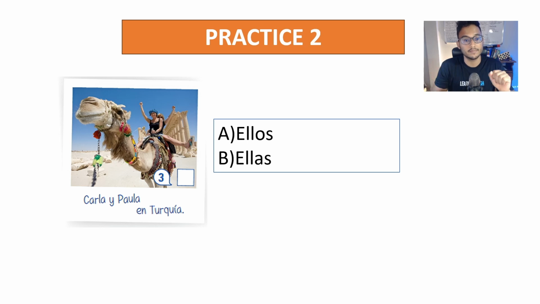Practice number two. Two girls, Carla y Paula en Turquía. Which will be correct, A, ellos, or B, ellas? What do you think? Try to answer on your own first. Okay, the answer is ellas. Why? Because there are two girls, only girls. Ellas, the feminine personal pronoun.